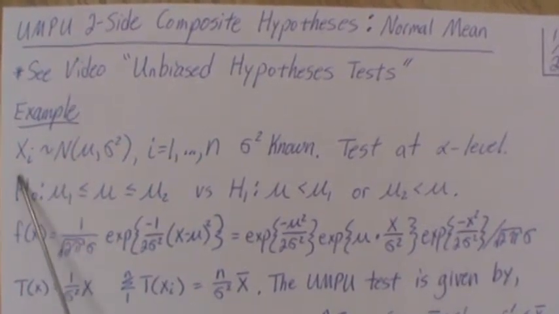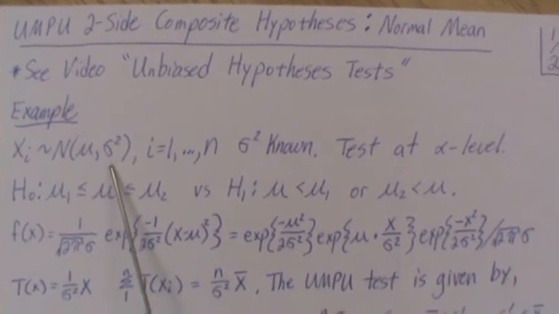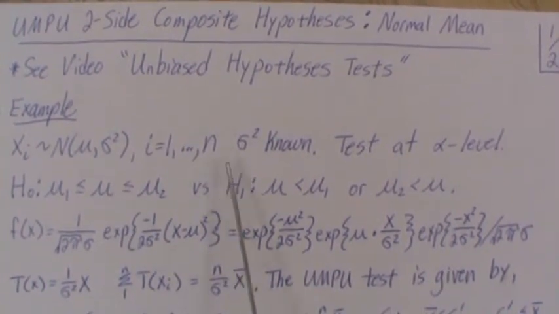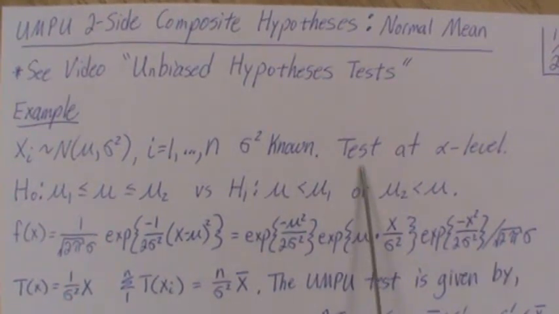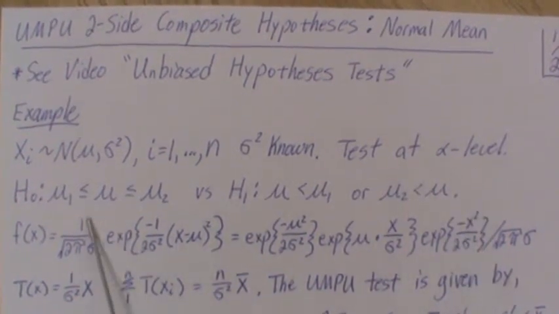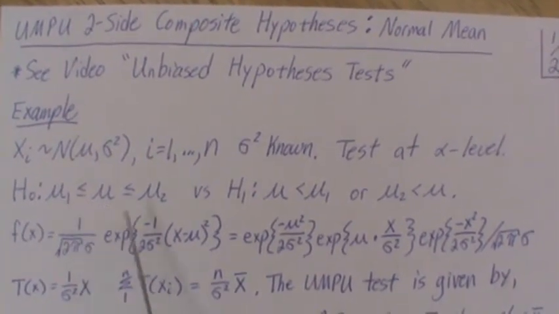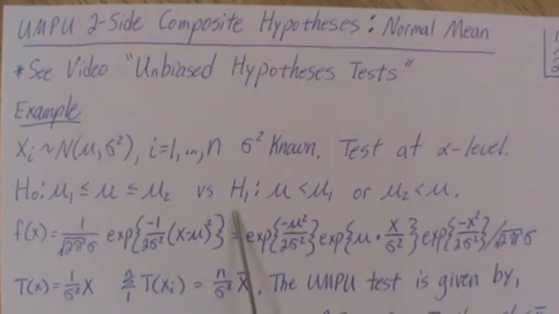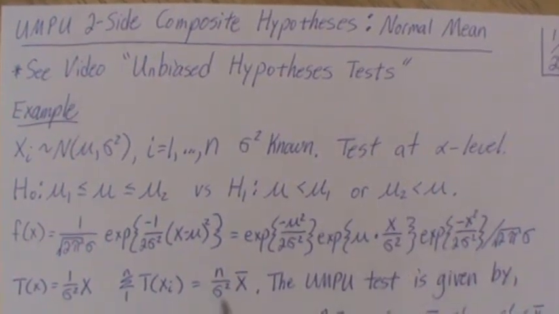The example is our data is normally distributed with mean mu and variance sigma squared. We're going to take a sample size n. For this test, we're going to assume that sigma squared is known. We're going to test at the alpha level. And the test is that the mean is somewhere between mu1 and mu2, versus the alternative hypothesis that it's either less than mu1 or greater than mu2.